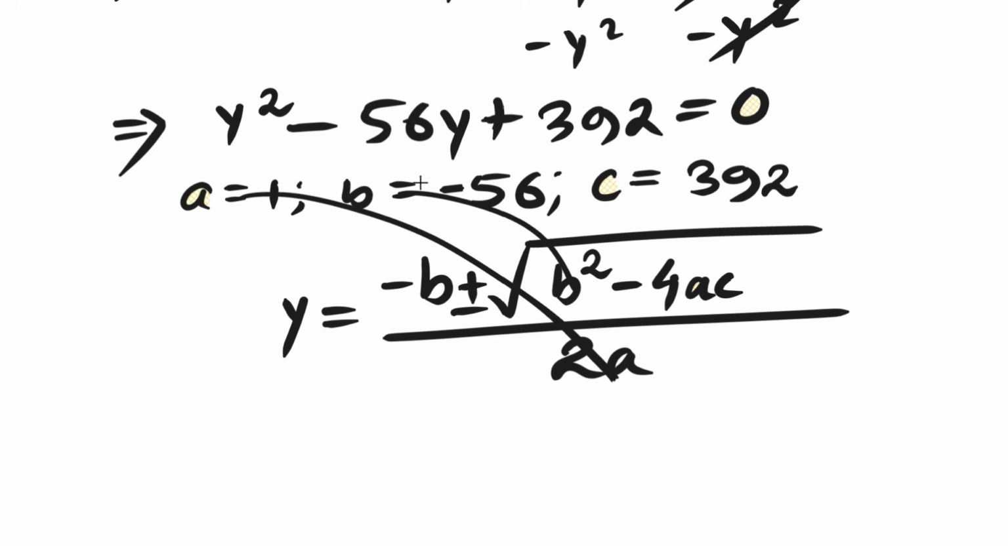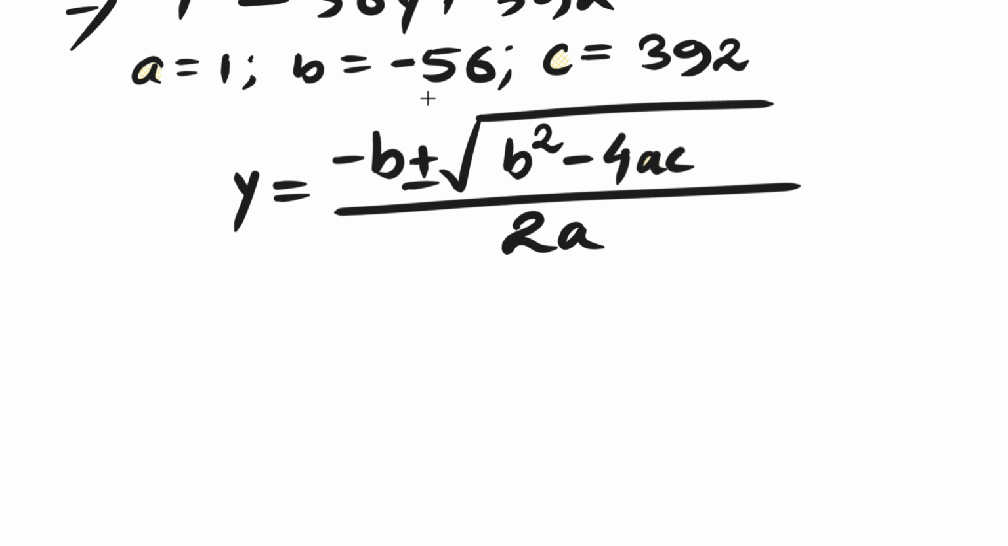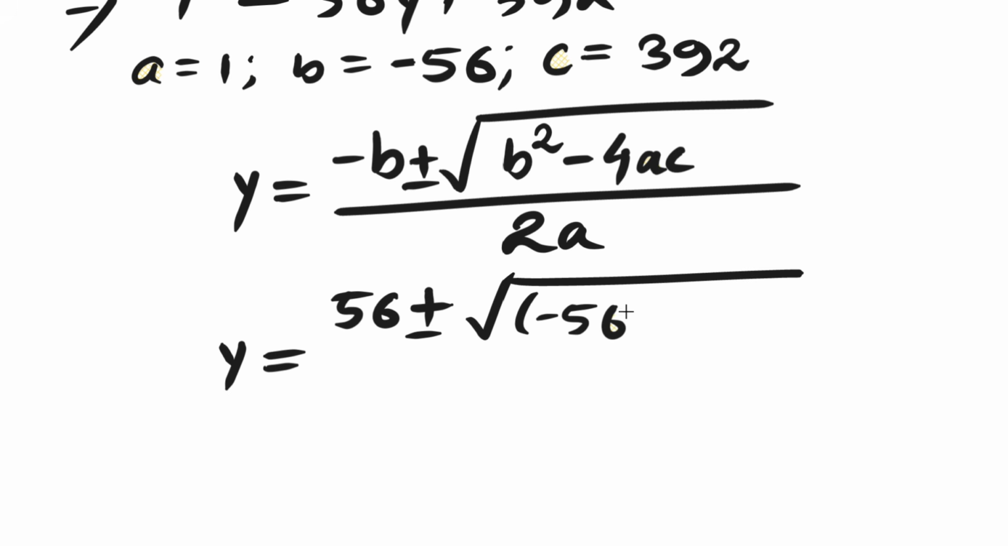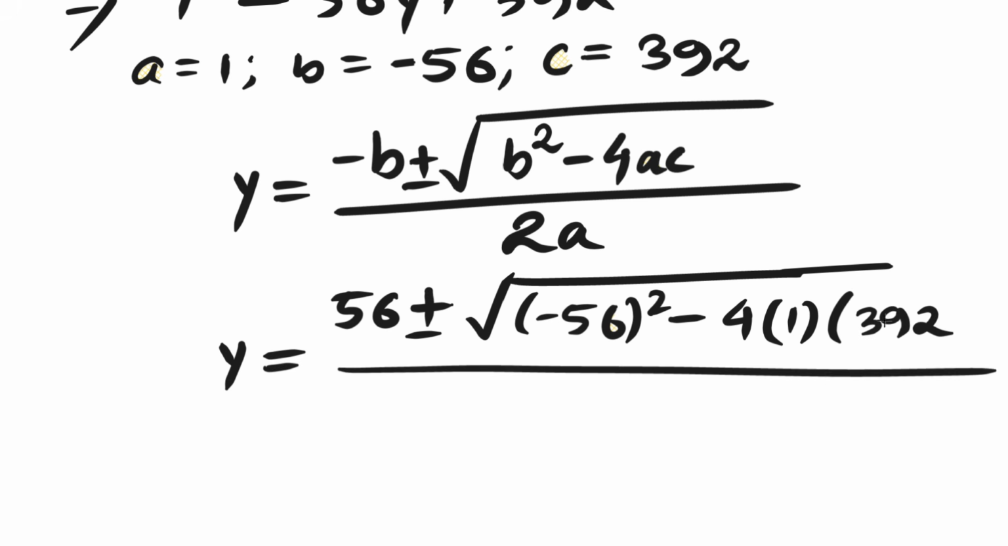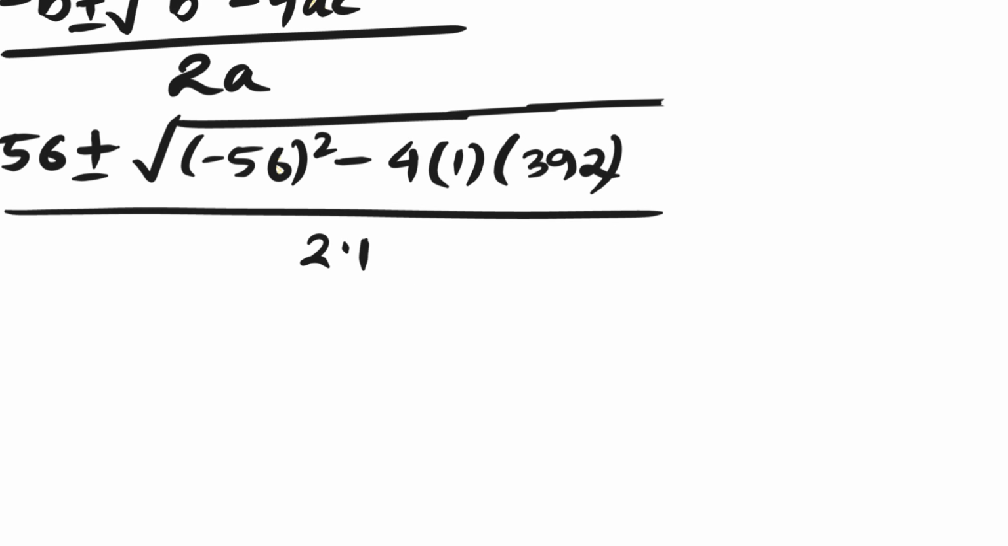Now we substitute these values directly into the quadratic formula. Since b is negative 56, negative b becomes positive 56. So we get y equals 56 plus or minus the square root of negative 56 whole squared minus 4 multiplied by 1 multiplied by 392, all divided by 2 multiplied by 1. Let's calculate this carefully rather than rushing.